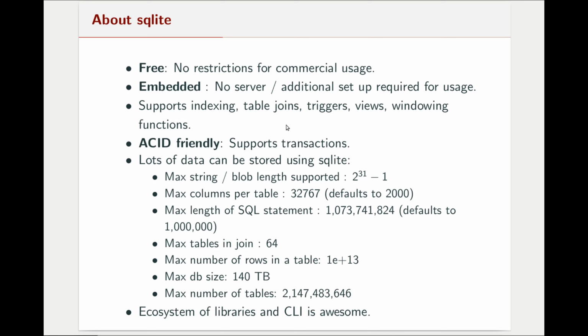Supports indexing, table joins, triggers, views, and windowing functions. To jog your memories, indexing helps speed up query lookups. Table joins are those constructs that let you combine multiple tables to arrive at your results. A trigger is a user-defined function that gets invoked based on a certain criteria, say during an insert or an update or delete.